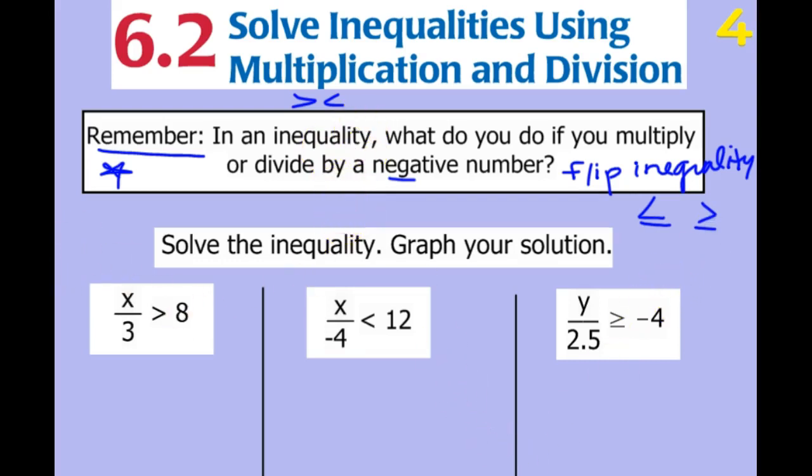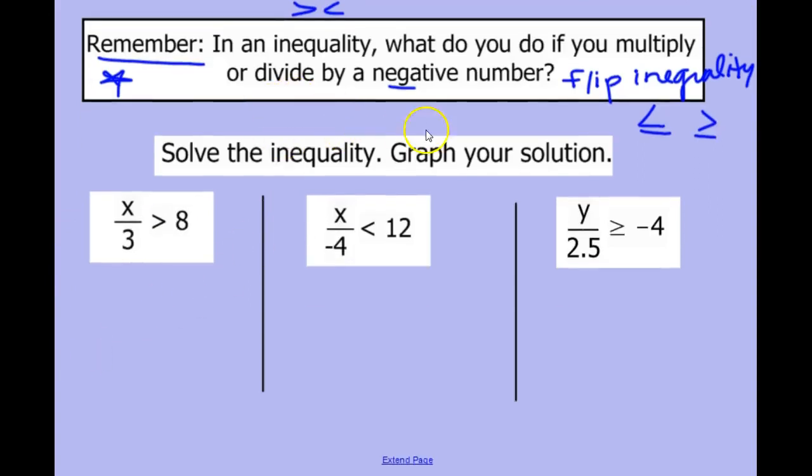So let's take a look at some examples and see, do you have to flip or not? And remember, you only flip if you multiply or divide by a negative number. Solving this, this is x divided by 3. The opposite of dividing by 3 is multiply by 3. 3 over 3 cancels out, it's just 1x, or just x. And then 8 times 3 is 24.